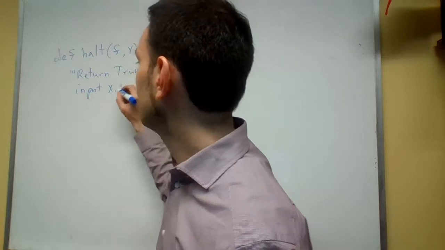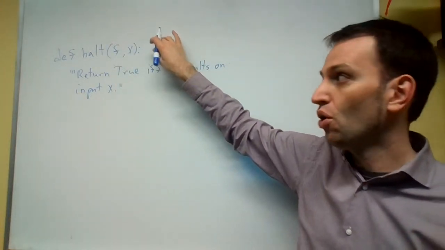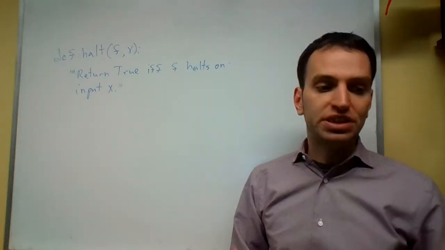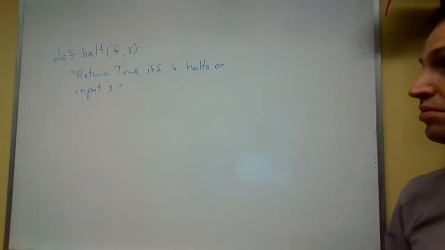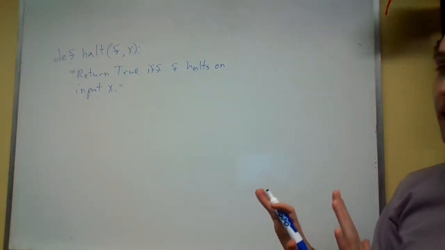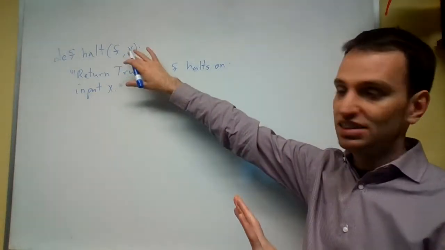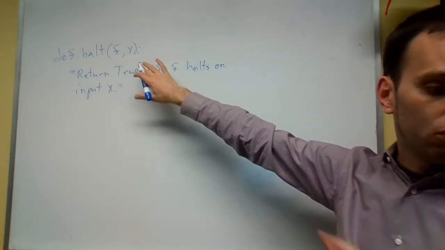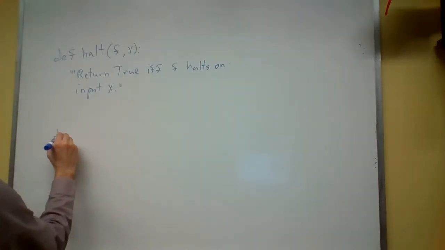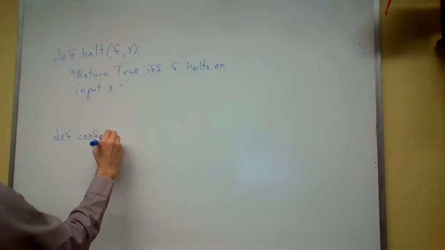Now, the claim is you cannot do this. There is no such function halt. But let's proceed as if there were. Now, if there is such a function, well, let's try and come up with an example where we can show that the existence of this function just makes no sense. So here's what we'll do. We'll construct a function that's called confused. And that's just a name, of course.